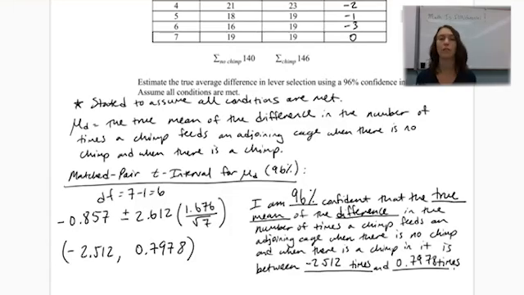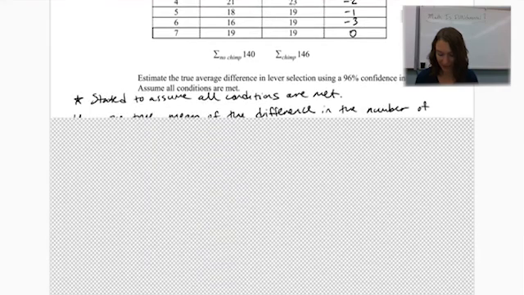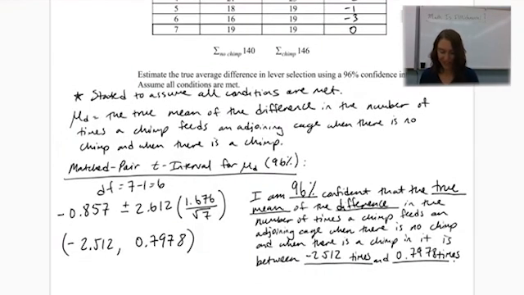It didn't ask me to make a conclusion about this, but if we think about that interval, 0 is in the interval, which means the true mean might be 0. So there might not be any difference. This doesn't really show that chimps would take advantage of the opportunity to benefit others at no cost to themselves. According to this data, we can't really support that claim. All right, and that is it for today's lesson.